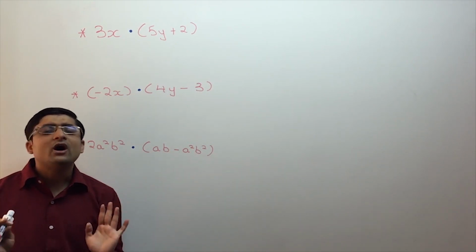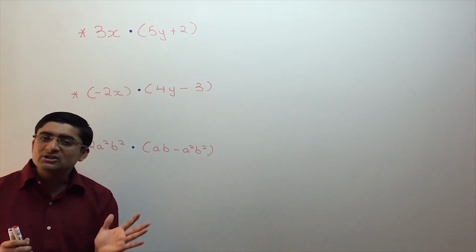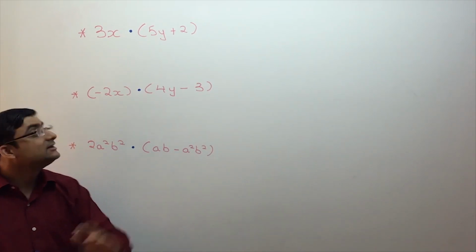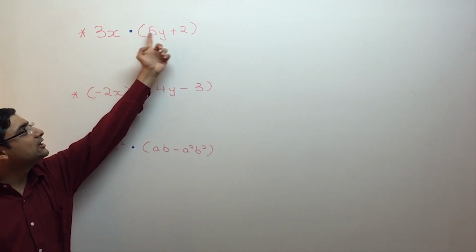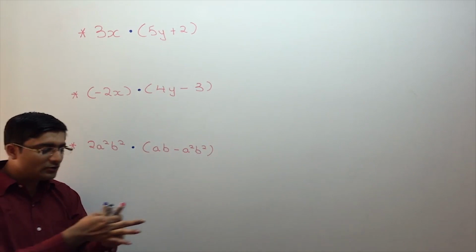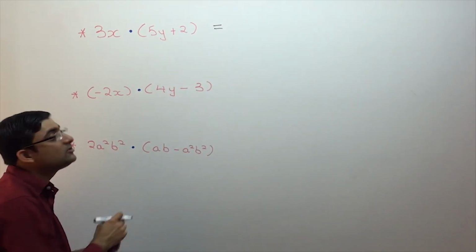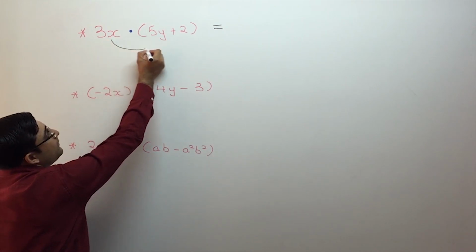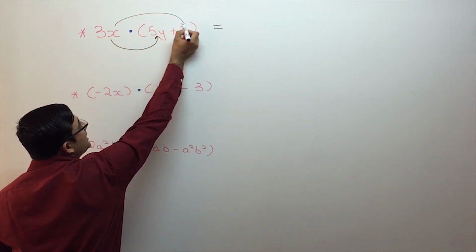Now you already know how to multiply a monomial with a binomial. How do you know? See, it is the same principle as the distributive property. We have 3x into 5y plus 2. That is a into b plus c. So we already know how to do this. It is very, very simple. The same principle as distributive property. So 3x multiplied by 5y plus 3x multiplied by 2.